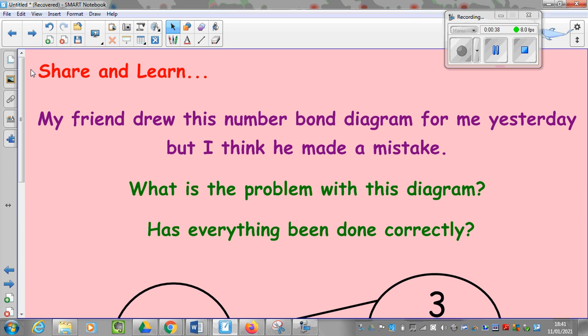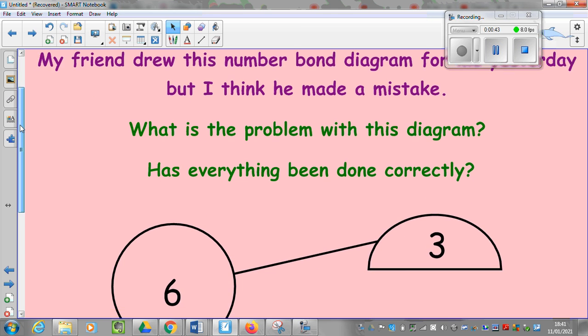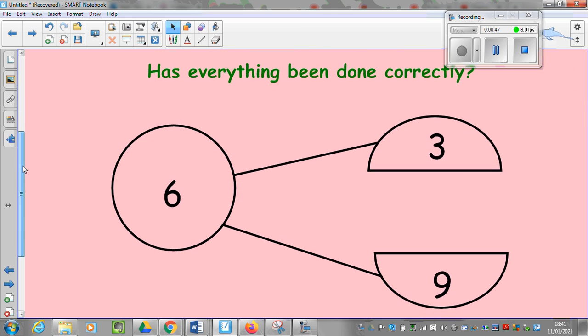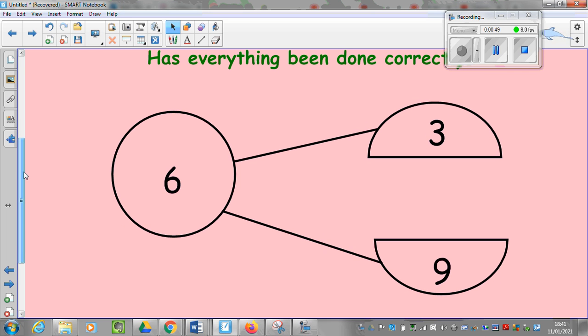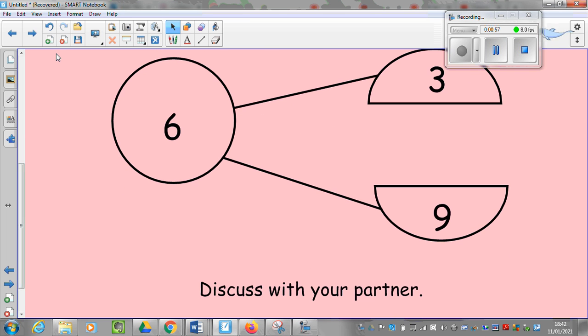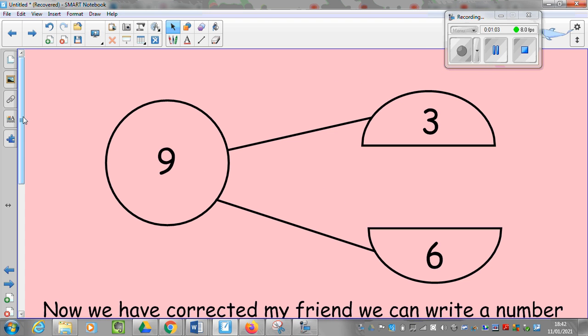Okay, so yesterday we started looking at number bond diagrams and my friend drew this one for me, but I think he's made a mistake. Can you spot what's wrong with this diagram, please? And do you think that everything has been done correctly? What I want you to do is pause the video now and tell your talk partner. Off you go. Okay, well done. I know that you will have all got this right.